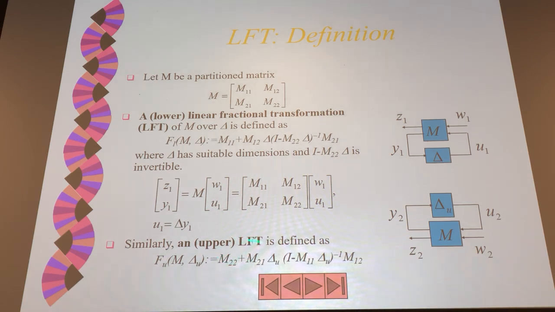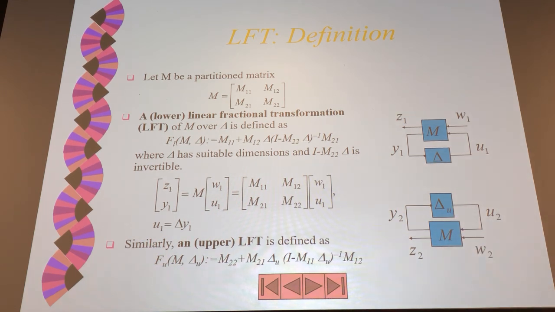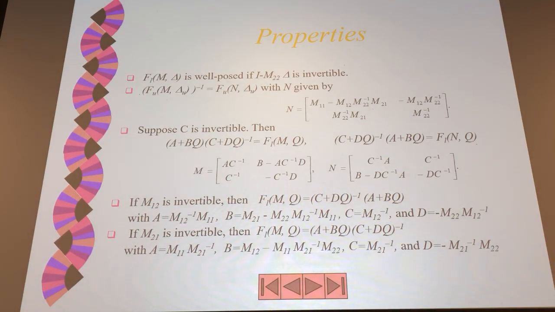And this is again the upper LFT. If we don't say anything, we mean the lower one. You can see if it's upper, we put the U here. It's similar: you do a partition here and have something similar. If you want to derive this one, yes, you can. It's simple algebra, and you should be able to get this right. Because of the guaranteed invertibility, we say that this lower LFT of M and delta is well posed.